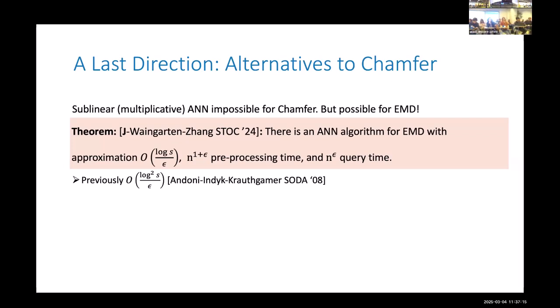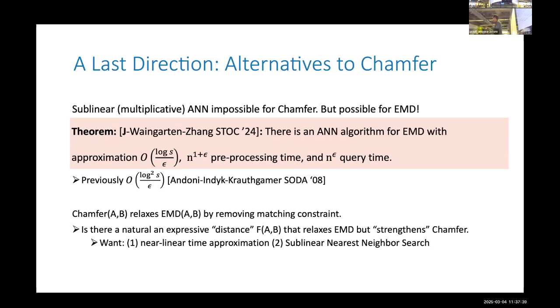On the other hand, with this more complex metric, Earth mover distance, we actually do get very fast sublinear time algorithms with small polylogarithmic approximations for nearest neighbor search. So you can actually get an algorithm for Earth mover distance to retrieve the approximate nearest neighbors with an approximation of log S/epsilon, nearly linear time preprocessing, and so on. And so this is what you would want, but of course EMD has other trade-offs.